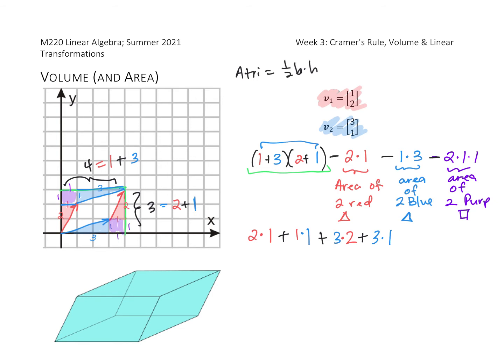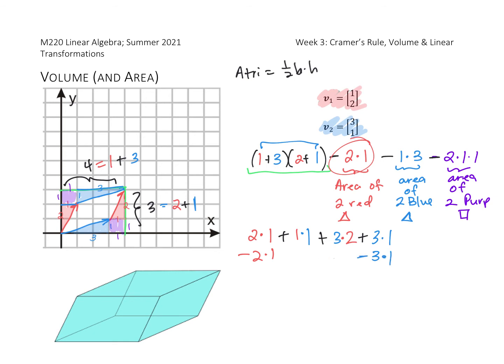But then we're going to subtract these things out. So we're subtracting out a 2, right? We're still subtracting a 2 times 1, right? That's that guy. I'm going to subtract out a 1 times 3. And, oh, hey, I'm going to put that over here. 1 times 3.